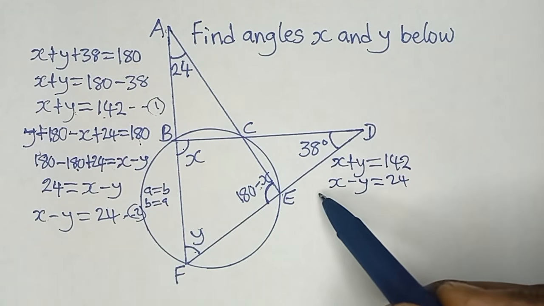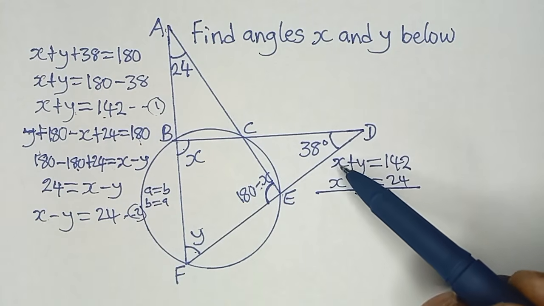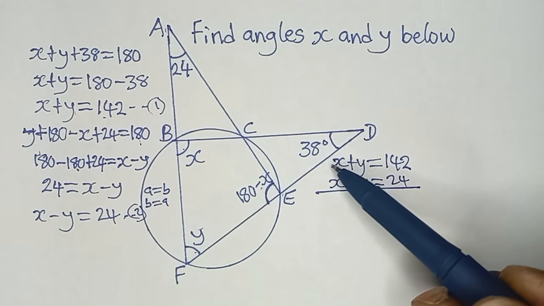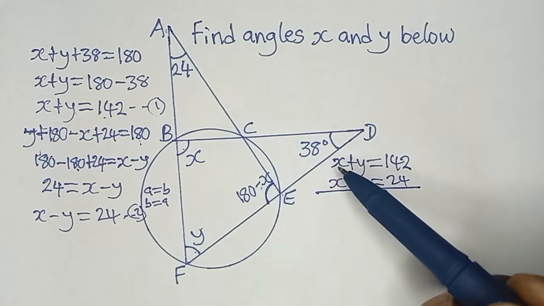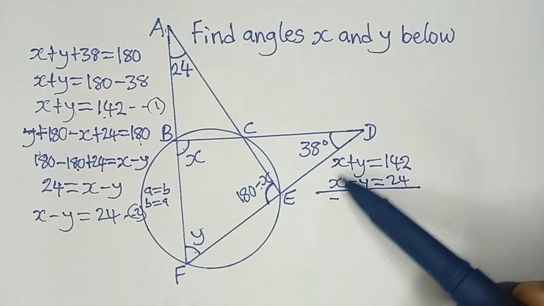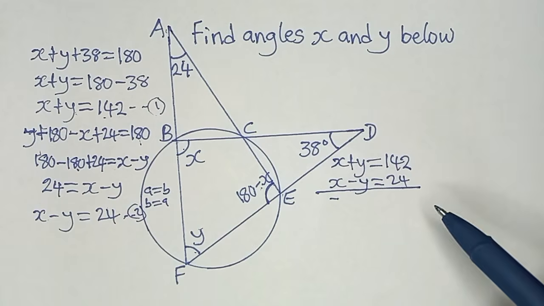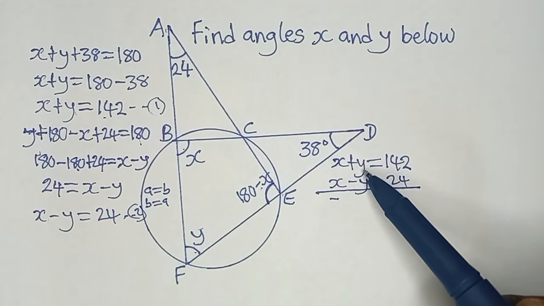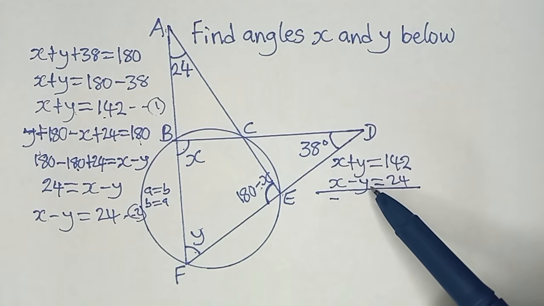So solving them simultaneously now, to eliminate x, I can simply subtract. Let me say this upper equation, that is equation 1, minus equation 2. So x minus x will be 0. That means x has been eliminated. And then this one is now positive y minus y.